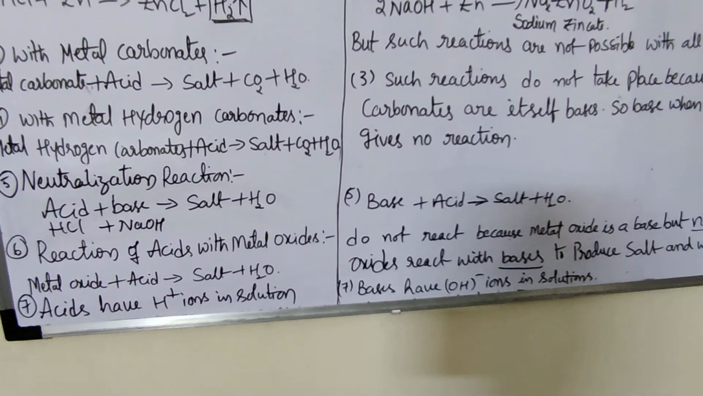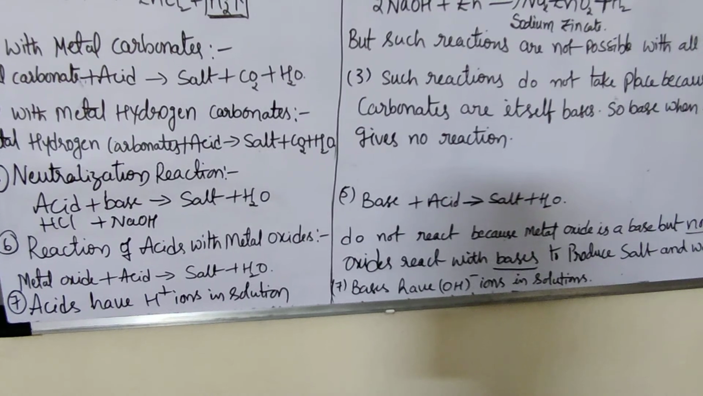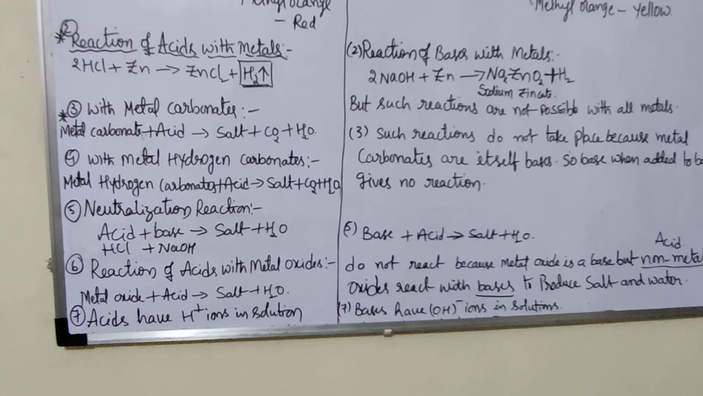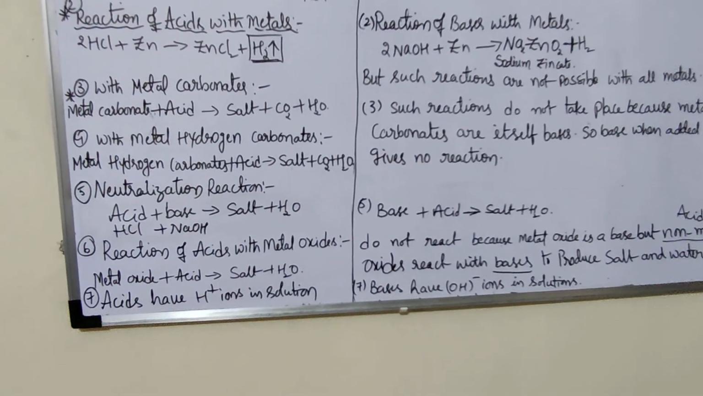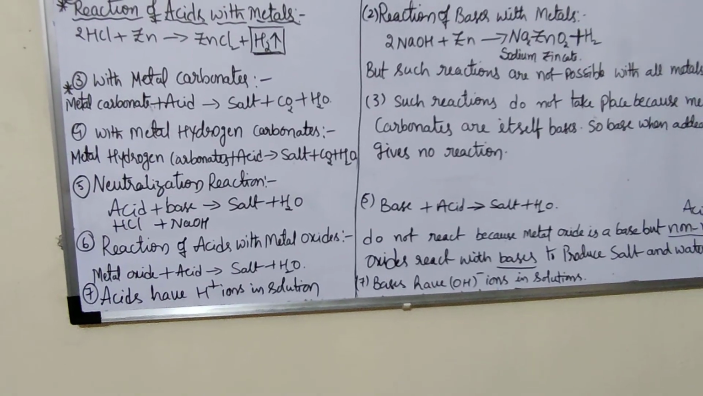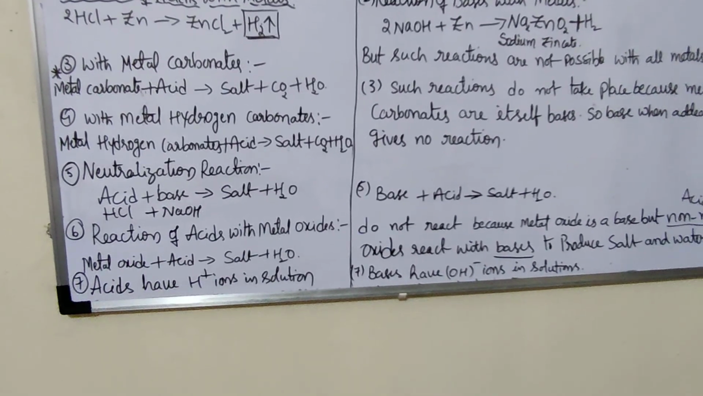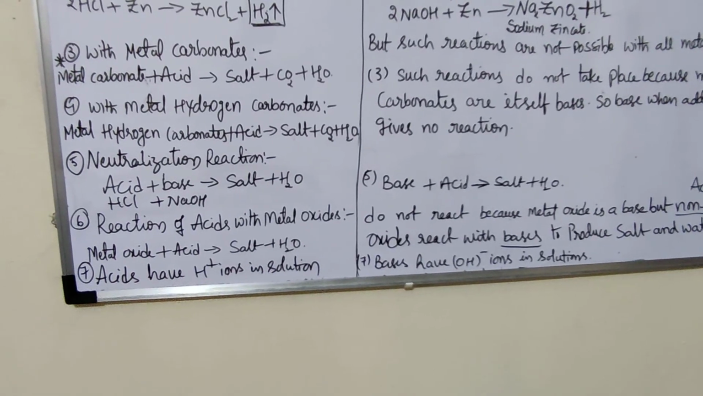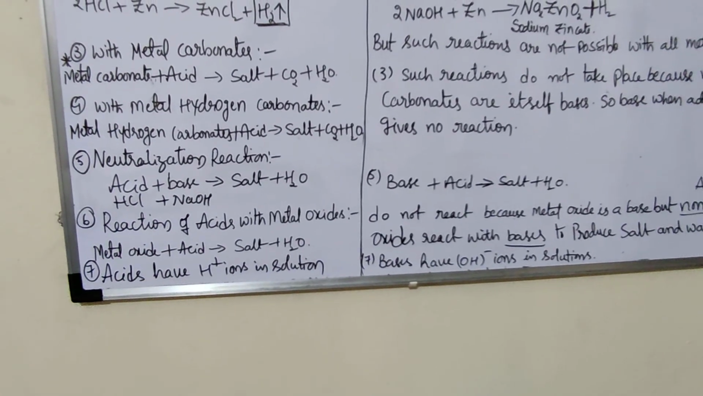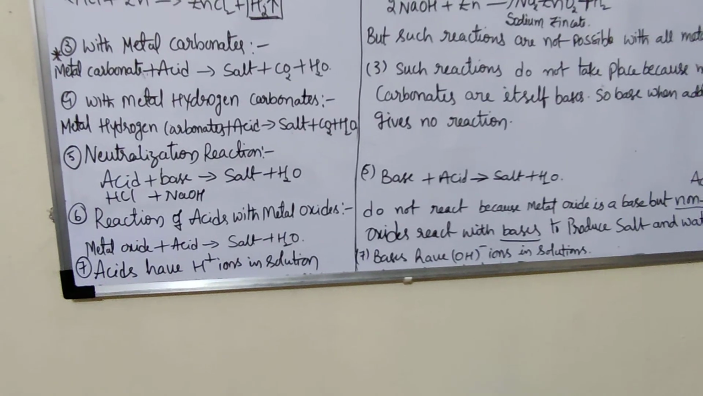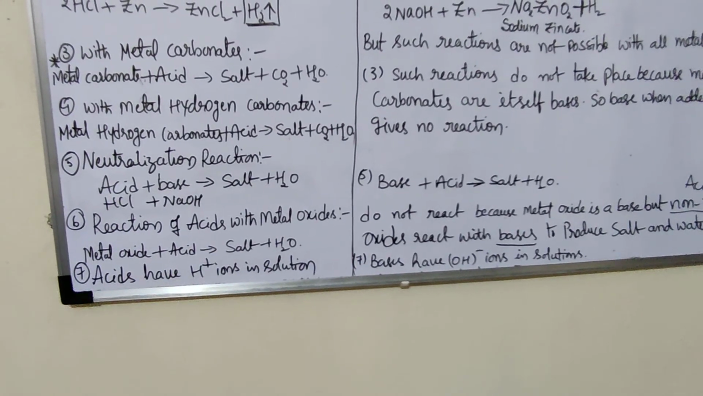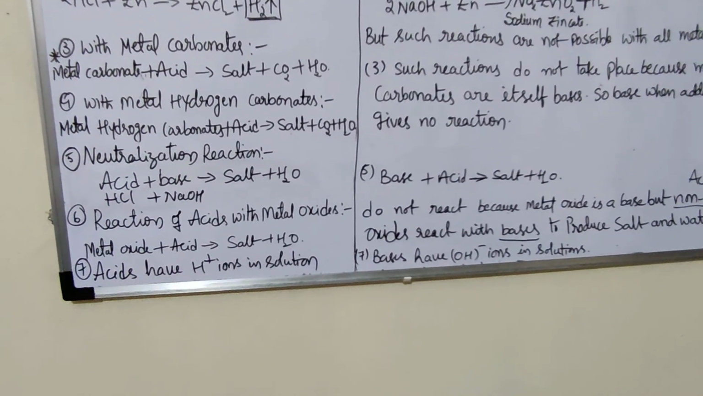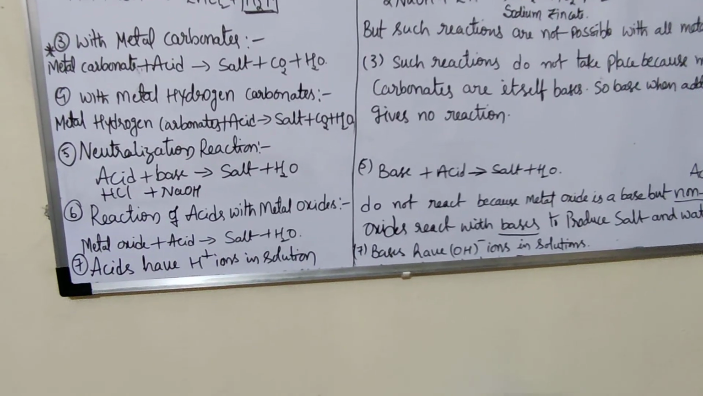Why do metal oxides behave this way? See, in the reaction of acids with metal oxides, they produce salt and water. We get salt and water when an acid reacts with a base. So when acids react with metal oxides, it means the metal oxides have a basic nature. This is very important even in bits. They may ask what the nature of metal oxides is: acid, base, salt, or neutral.